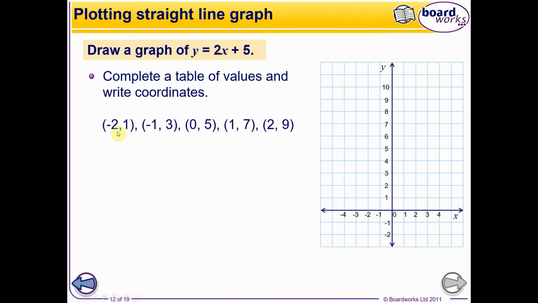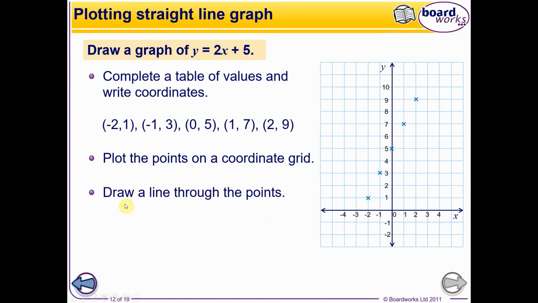So (-2, 1). We have the first point here. Second point, (-1, 3), which is over here. Next point is (0, 5), which is over here. Then (1, 7), and (2, 9), which is over there. So we have these 5 points plotted.